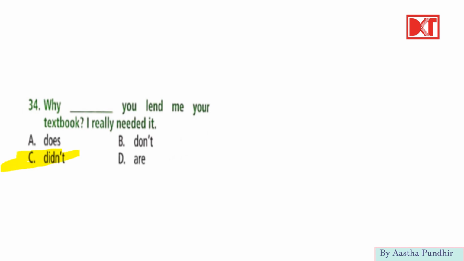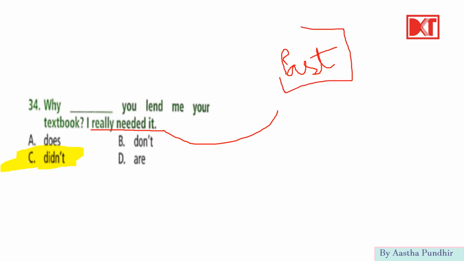Why didn't you lend me your textbook? I really needed it. Why so? Because you see this part of the sentence, I really needed it, is telling us that this sentence is set in the past. मुझे उसकी बहुत ज़रूरत थी. Past की बात है. So, तो हम उससे भी पहले की बात कर रहे हैं कि why did you not lend me your textbook? So, why didn't you lend me your textbook?